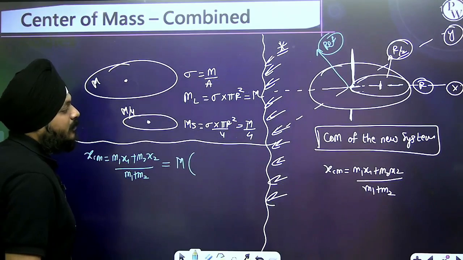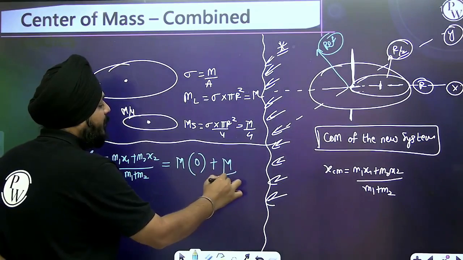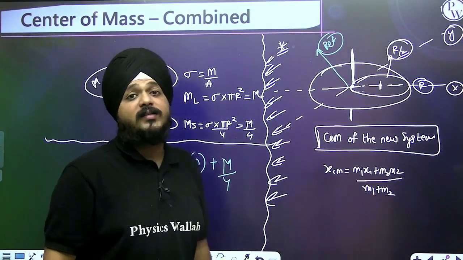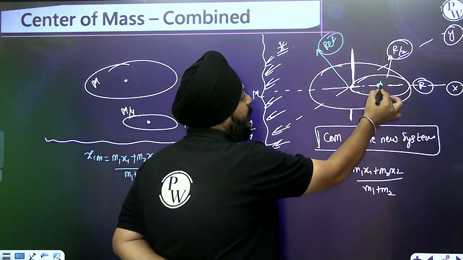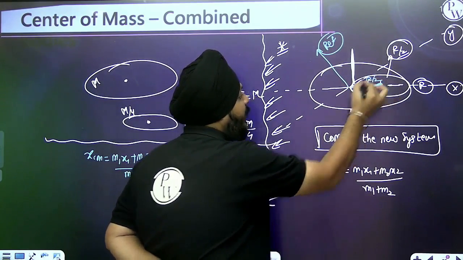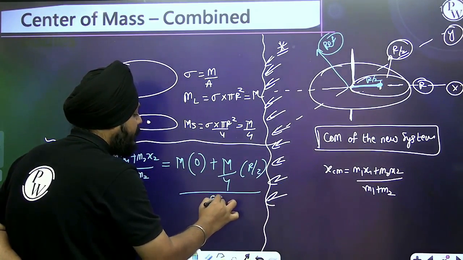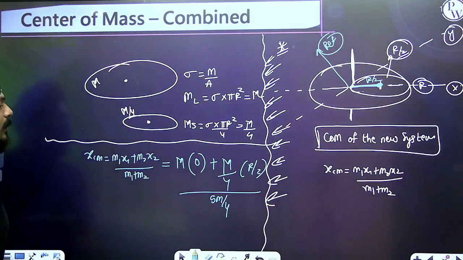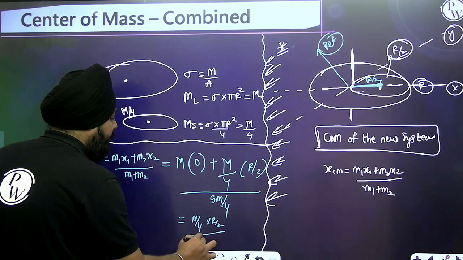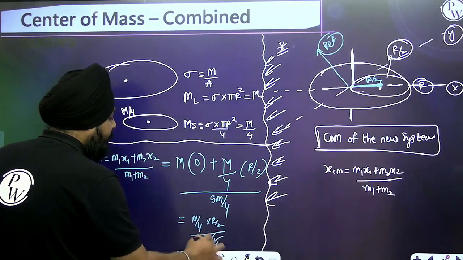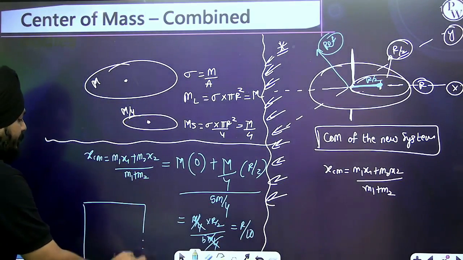M times 0, plus another term: the mass of the smaller disk is M by 4. The center of mass of the smaller disk lies here, and the distance between this and the reference line is r by 2. So I'm writing it as M by 4 into r by 2, whole divided by M plus M by 4, that is 5M by 4. M by 4 gets cancelled. R by 10 will be the center of mass of the system.